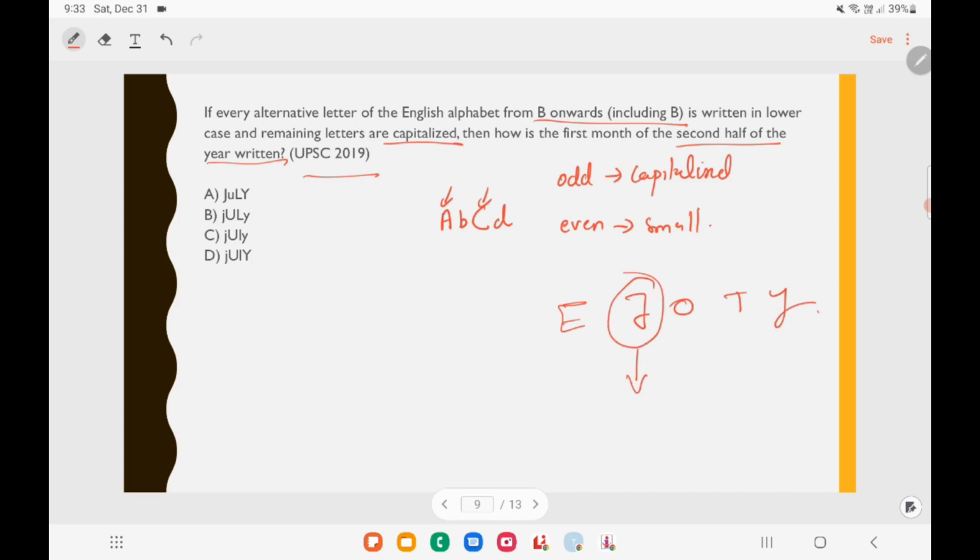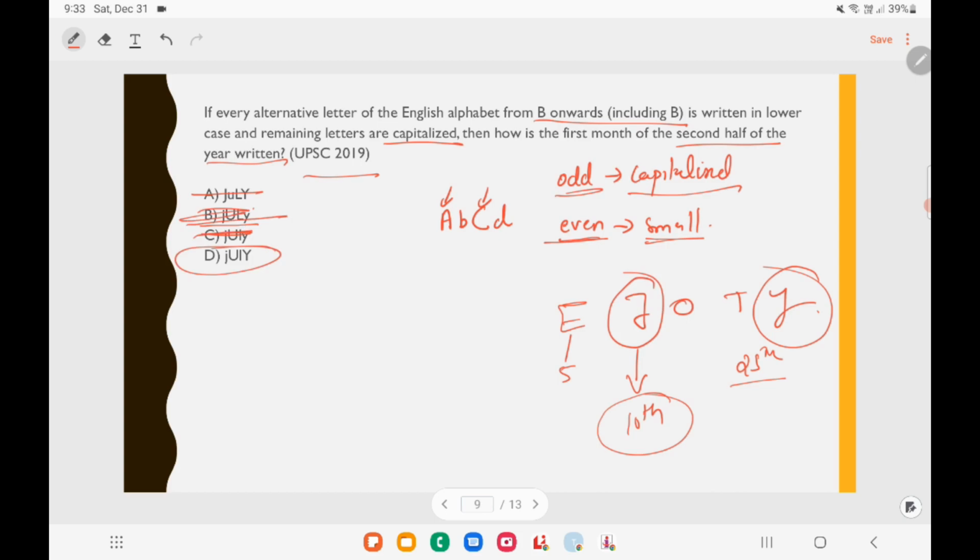We know EJOTY. So in July there is J, right? So J is, this is 5th letter, this is 10th letter. So 10th means it is even. So J will be small. Okay, so you can eliminate this one. Then you have Y here. In July you have Y, right? So Y is the 25th letter. That means it is an odd one. So it will be in capital. So in option B and C, Y is in small letter. So you can eliminate option B and C. So option D is the right answer.